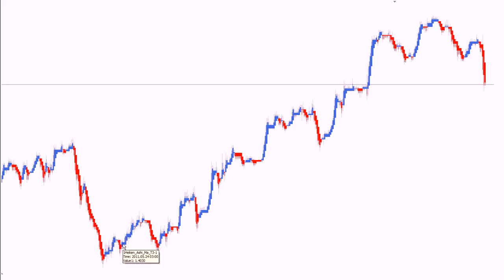We didn't make a high yet, of course. But with the break of that high here, we could go long until we see a red Heiken Ashi candle, and we could just close that here for profit.